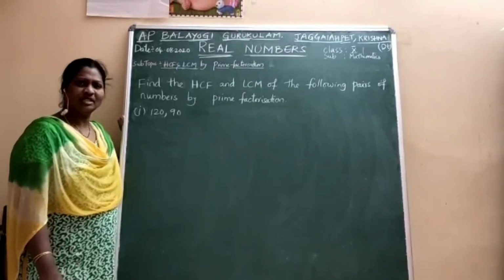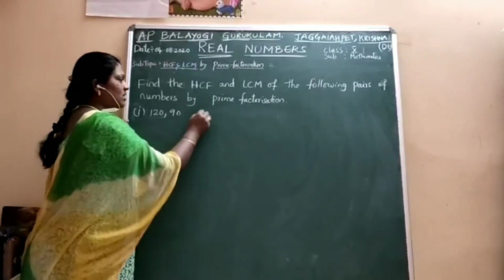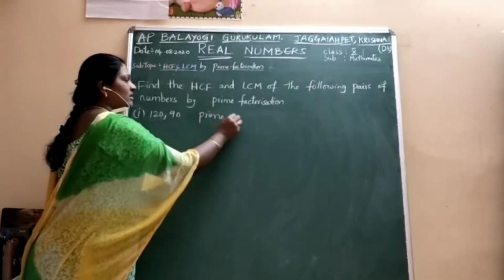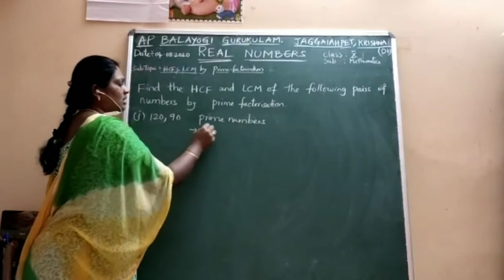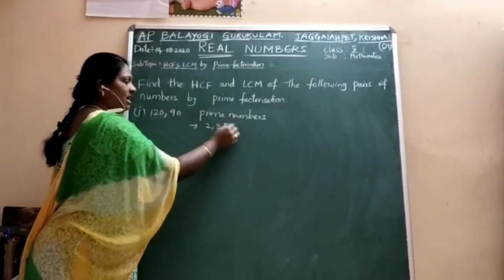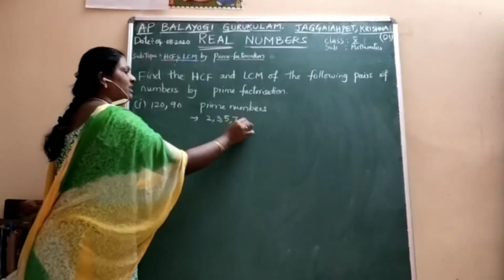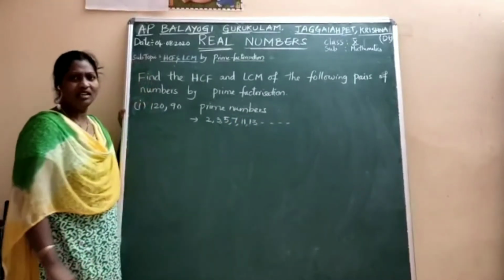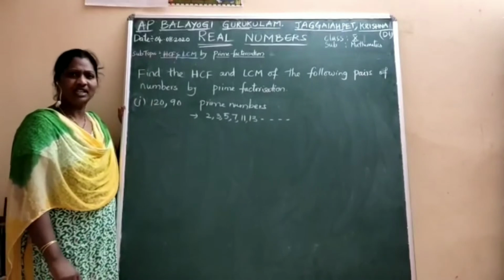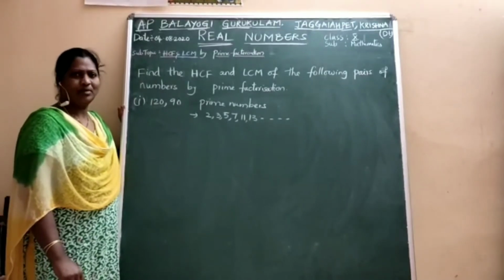Tell me the prime numbers, children. What are prime numbers? 2, 3, 5, 7, 11, 13 and so on. These numbers have only 1 and itself as factors. So these are prime numbers.